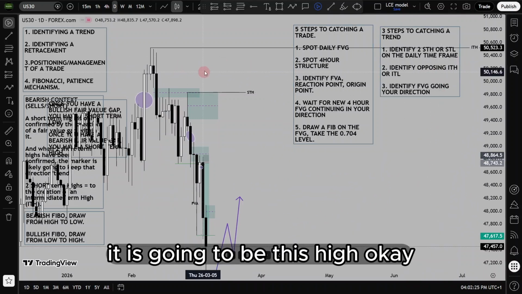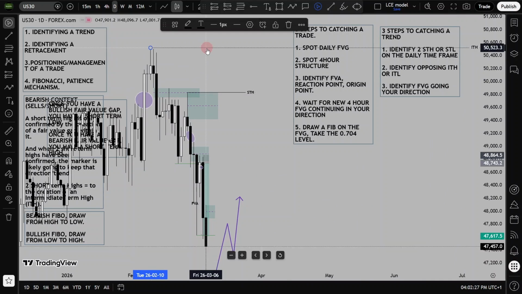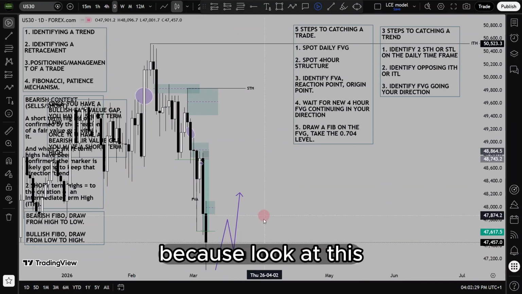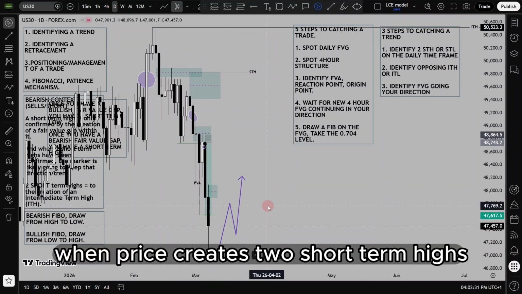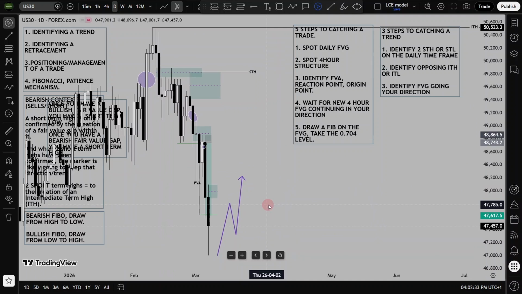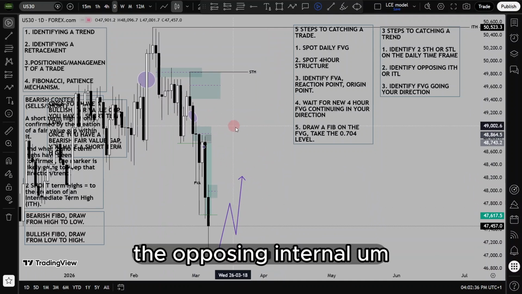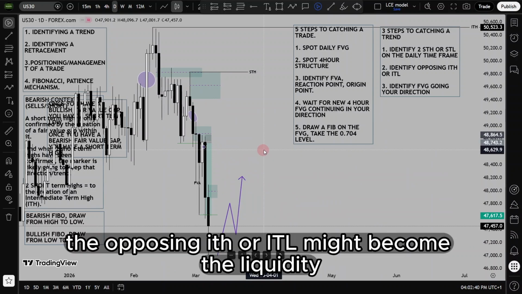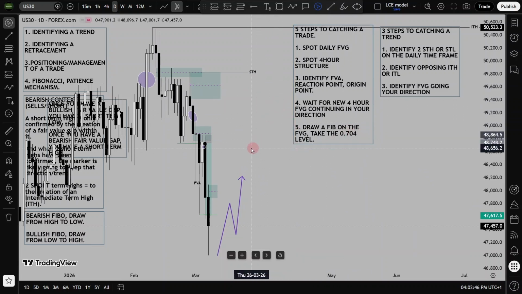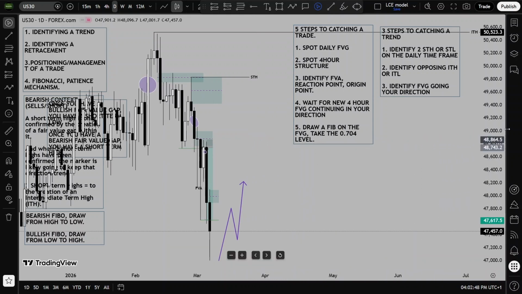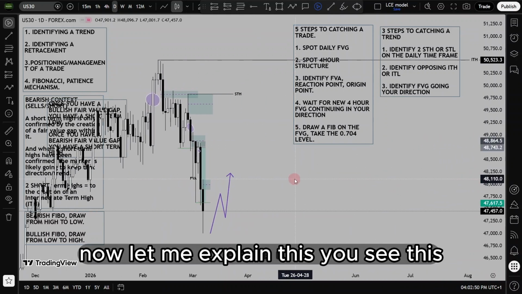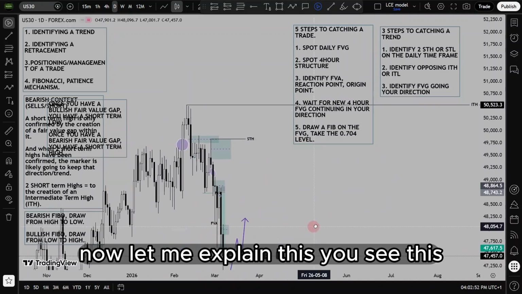It is going to be this high. Because look at this. When price creates two short-term highs, the opposing ITH or ITL might become the liquidity. Do you understand me? Now, let me explain it.